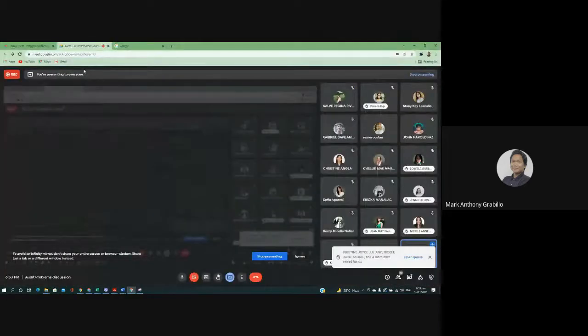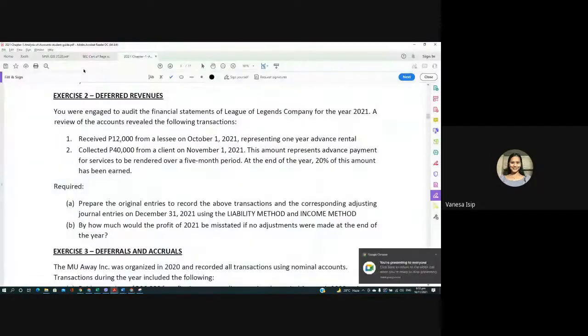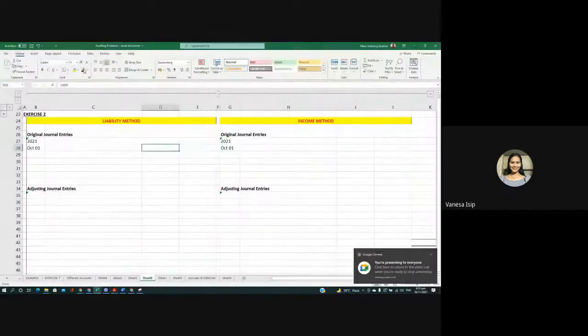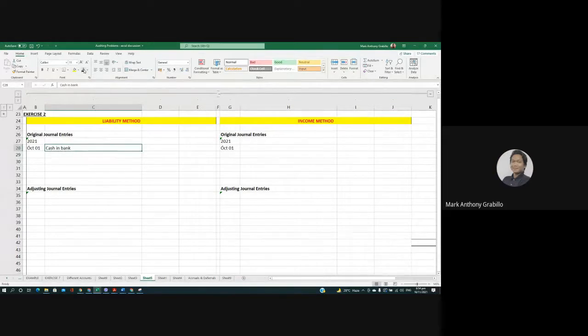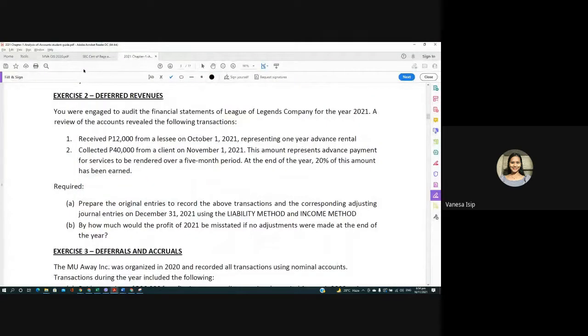Anyone from the class? Yes, Vanessa. Debit cash 12,000 and credit rent income 12,000. Kapag liability method, so ulitin po ulit natin. What will be our entry? Kapag liability method po, debit cash 36,000, credit unearned rent income 36,000.